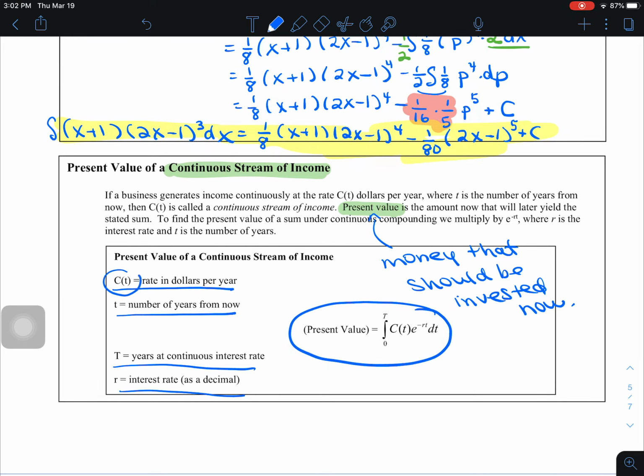This C of T is the rate, like how much money do you want to be able to pull off of your nest egg every year? So that's what this C of T is. The little t is the number of years from now, and that's right here in the exponent. The capital T is the years that you want it to continually have that interest rate, and the R is the actual interest rate that needs to be as a decimal.